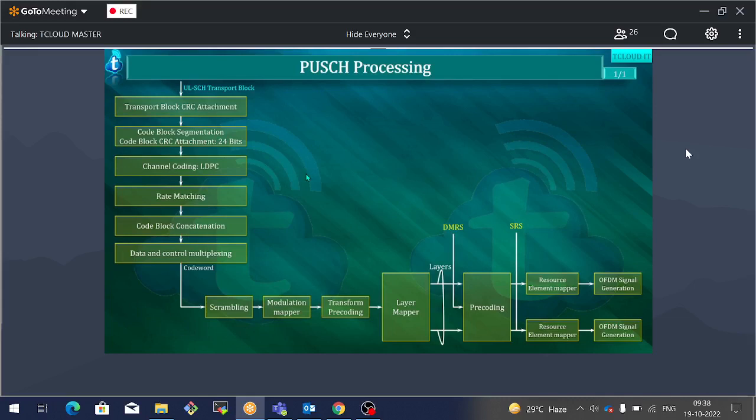Next, rate matching, code block concatenation, and everything. But there is one additional block that is associated with PUSCH, which was not there in PDSCH. What is it? Data or control multiplexing. What is this here? PUSCH not only would be able to carry the data that is coming from the higher layers, it is even capable of carrying, sometimes, control information additionally.